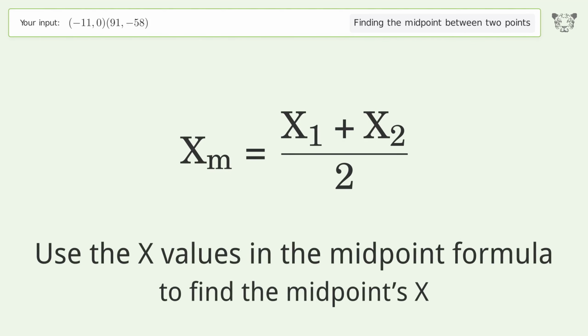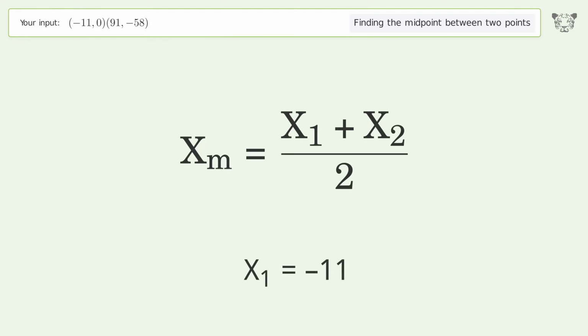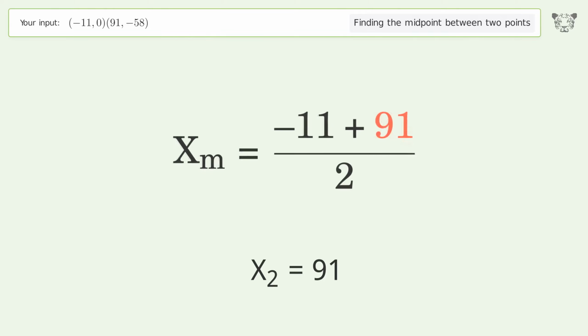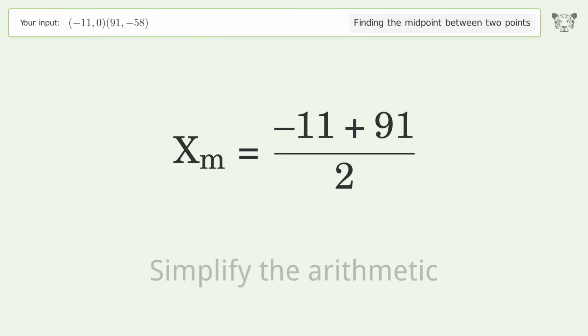Use the x values in the midpoint formula to find the midpoint's x. x1 equals -11. x2 equals 91. Simplify the arithmetic.